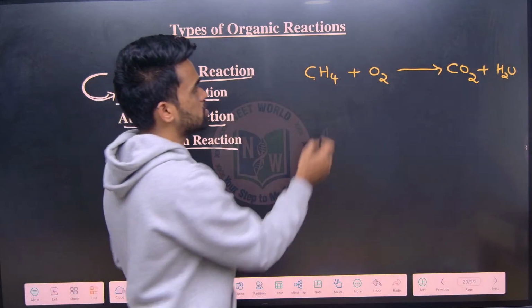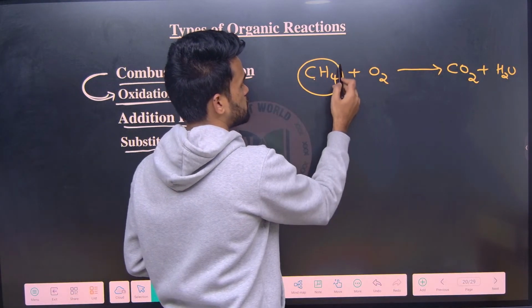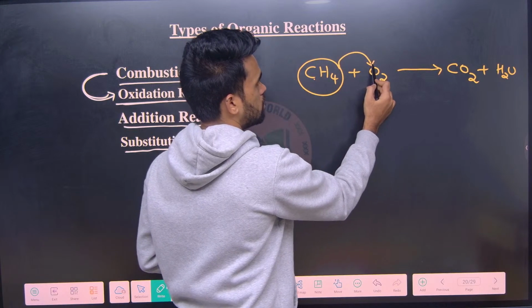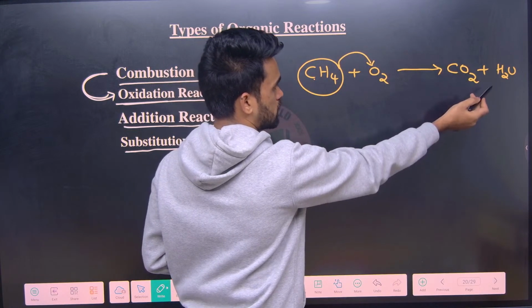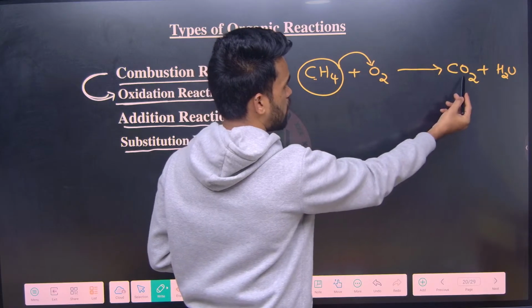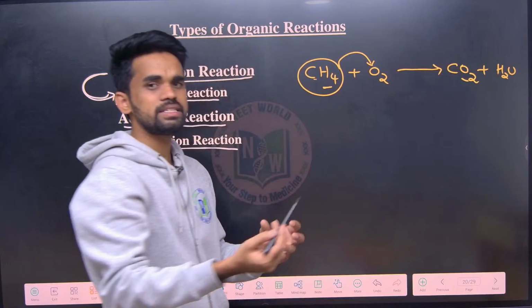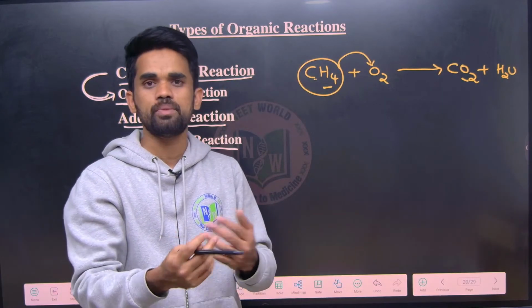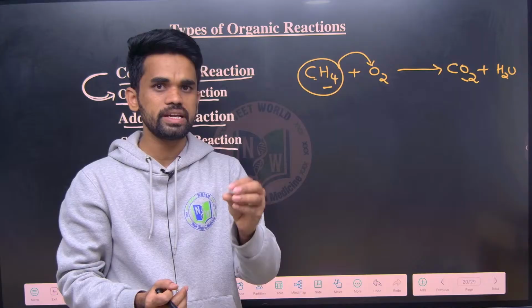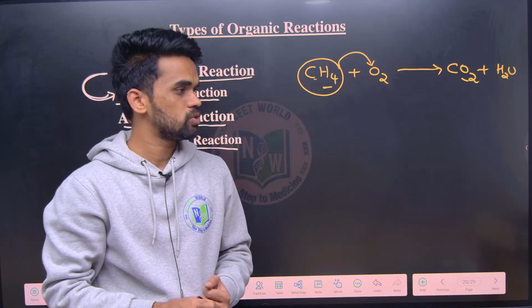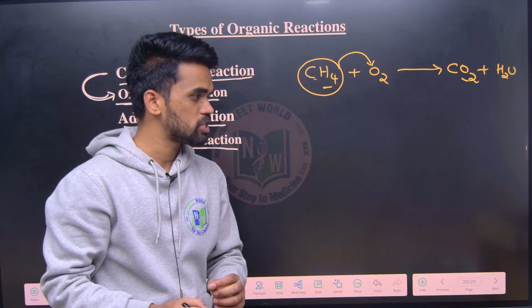Why? Because combustion of any substance requires oxygen. Upon combustion it gives you this product. So to this carbon I have added oxygen, and to the hydrogens also we have added oxygen. So we can say this is an oxidation reaction or also a combustion reaction. So combustion reactions are examples of oxidation reactions. Okay, hope the discussion is clear up to here.